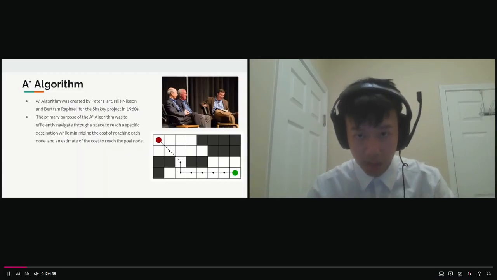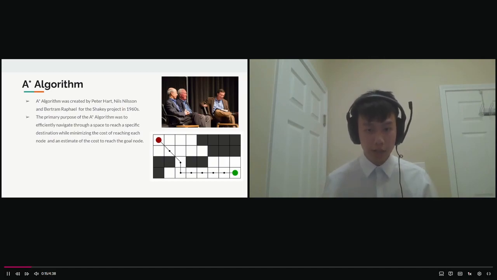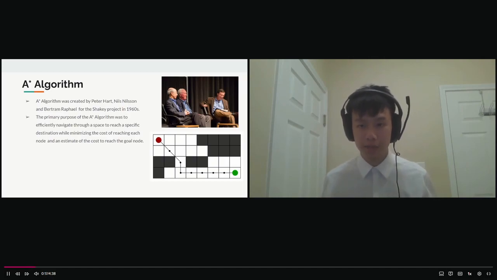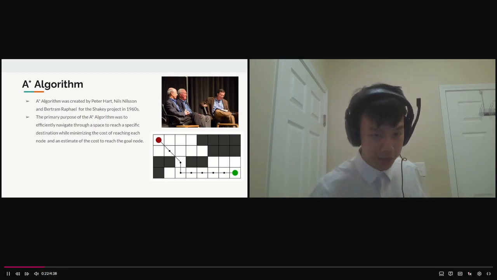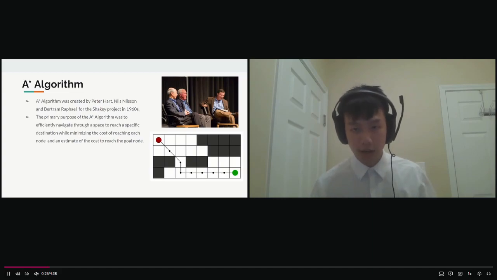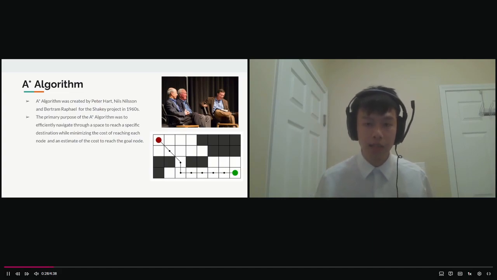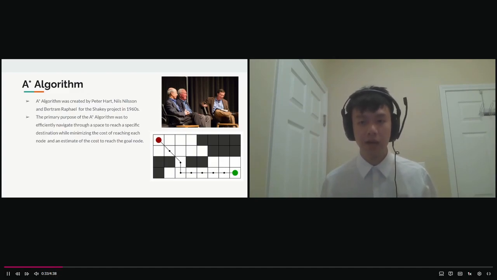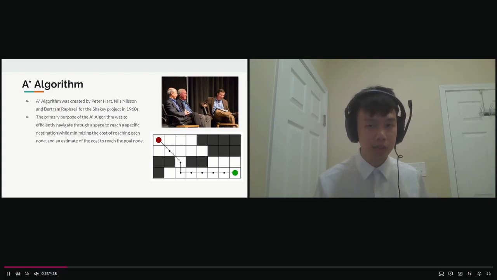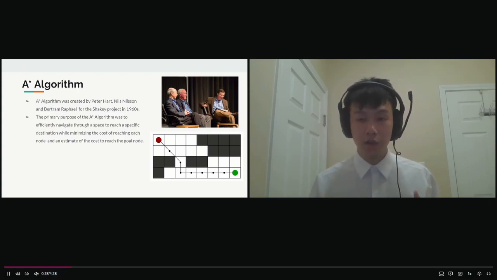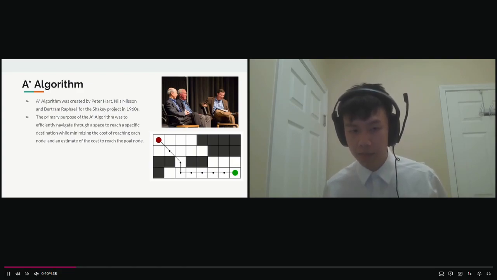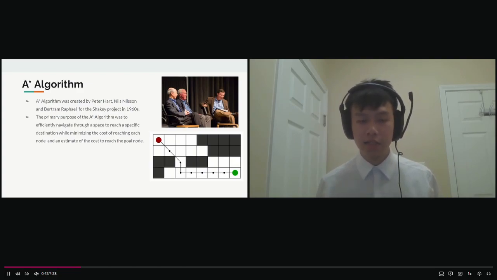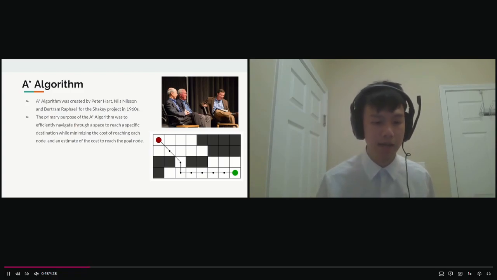A-star algorithm. The A-star algorithm is a widely used pathfinding technique in computer science and artificial intelligence, as seen in the second picture given here, where white squares represent an empty space and black squares represent the obstacles. The algorithm is designed to find the shortest path between 2 points, considering both the cost of reaching each node, represented by the function g of n, and an estimated cost to reach the goal node, represented by the function h of n.